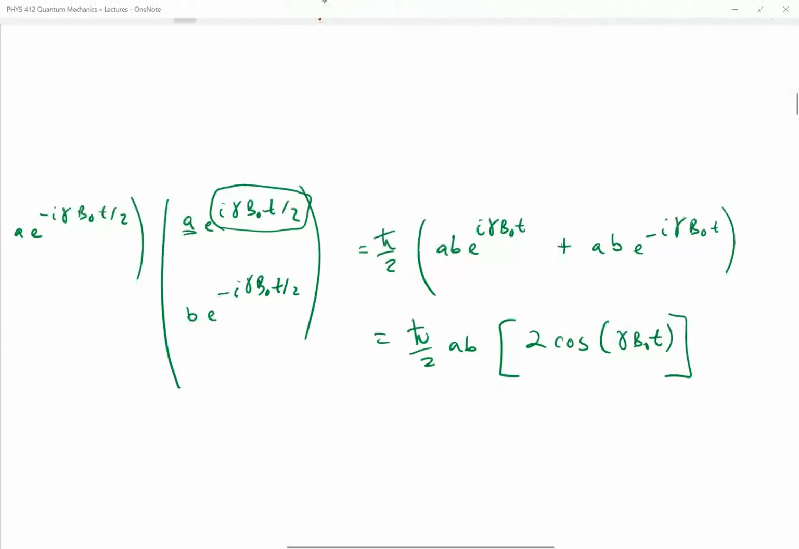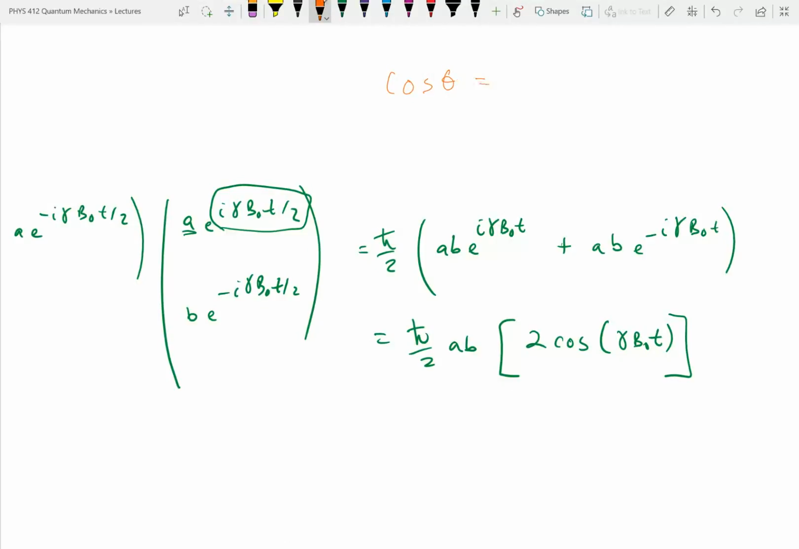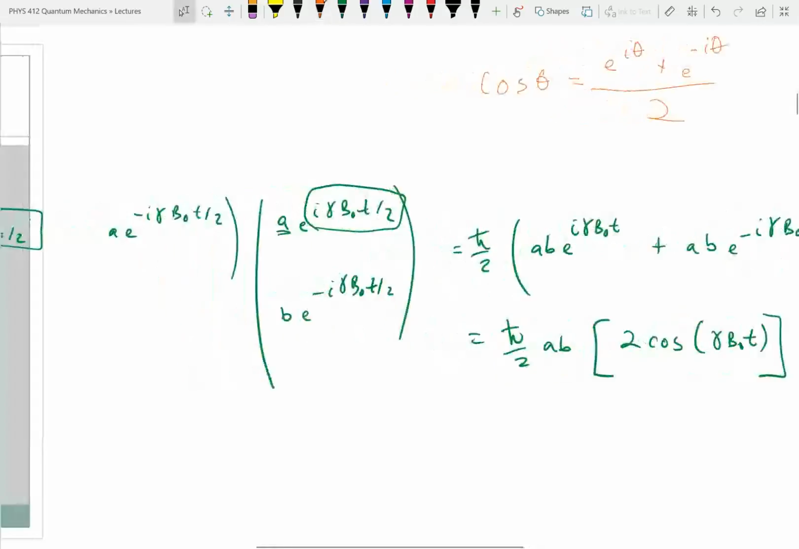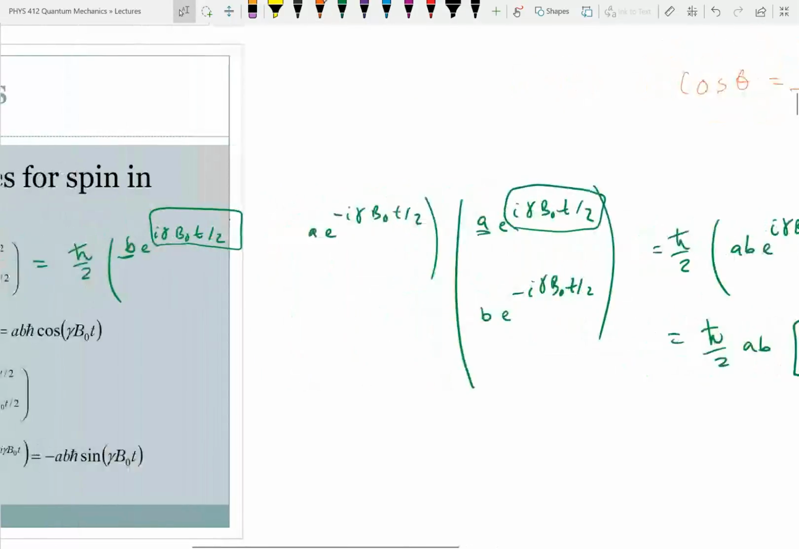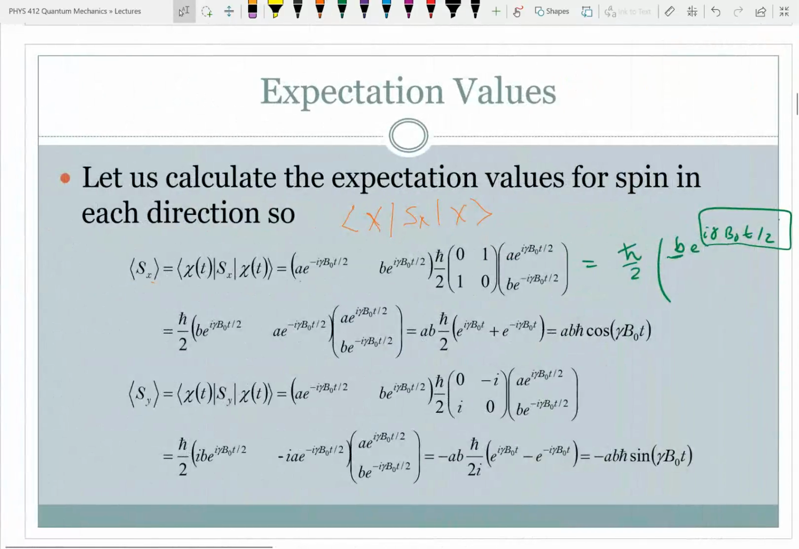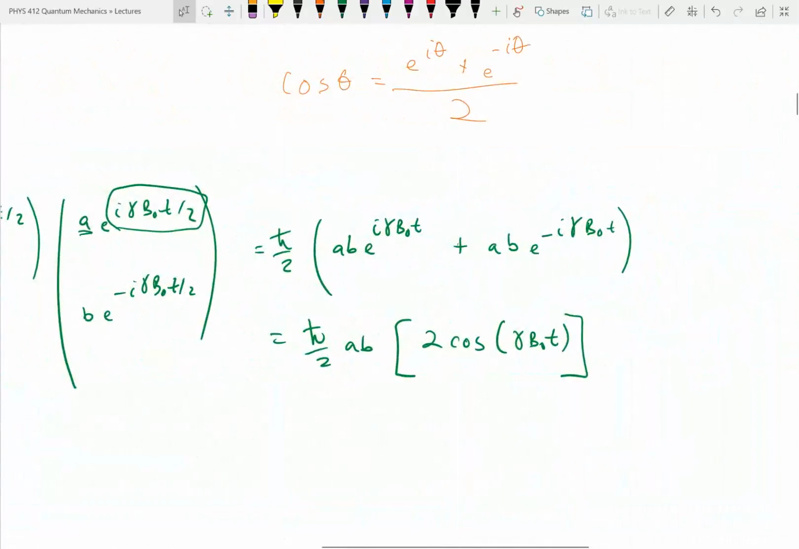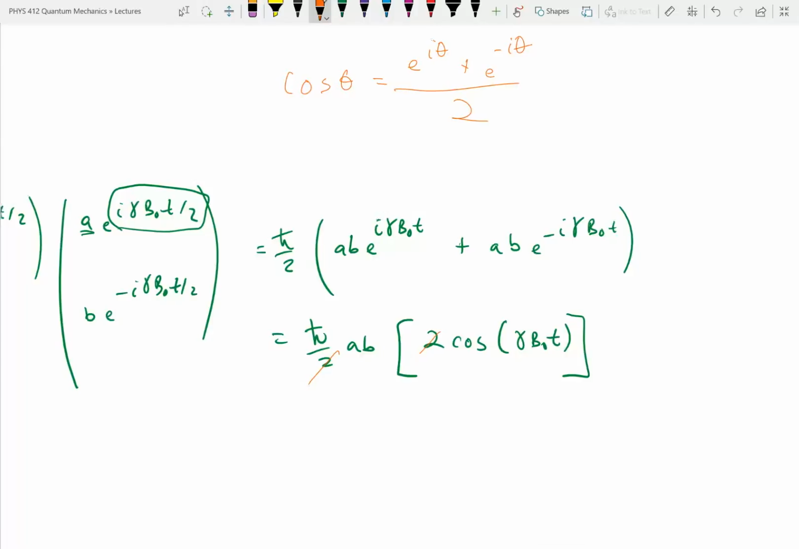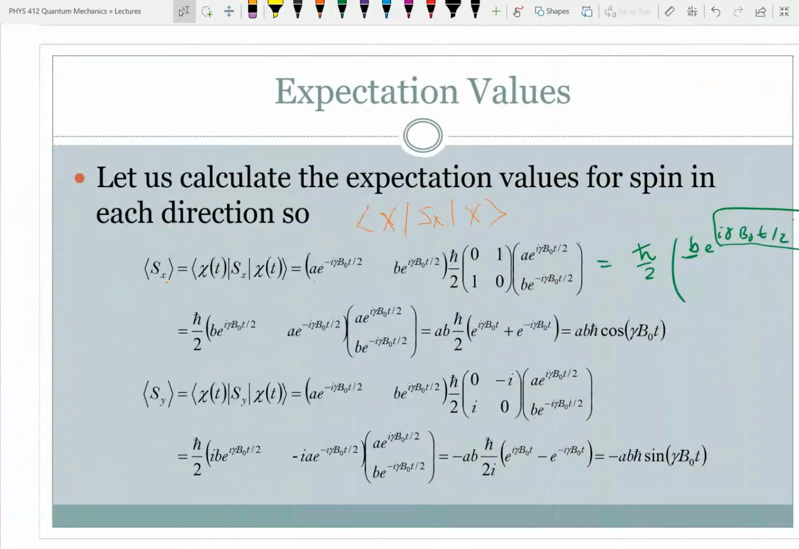Using the definition that, so I have a function, the magnetic field in the, the twos are going to cancel. I was like, oh, I've got a 2 factor off again. No, I don't.